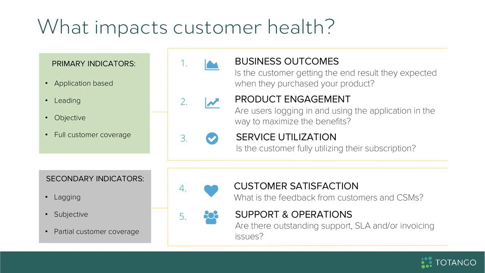So what types of things impact customer health? And we've broken this down into some primary indicators and secondary. And this is by no means, again, set in stone. So obviously a big thing is business outcome. Are people getting the benefits that they expected when they signed up for your product or service? And obviously that's very important. And then are they using the application in a way to really maximize the benefit? So are they logging into the right modules? Are they using the right features? And all of those things roll up into positive engagement.